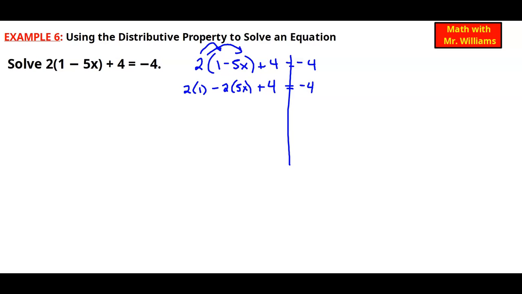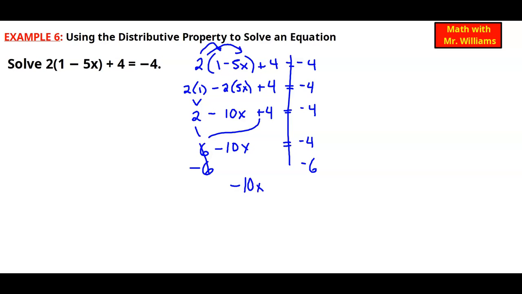All right, so the math is 2 times 1 is 2, minus 2 times 5x is 10x, plus 4 equals a negative 4. We're going to combine like terms here, so we have 2 plus 4 here will give us 6. Now we need to bring that 6 to the other side since it's a like term to the negative 4. To do that, we need to subtract 6 from both sides, leaving us a negative 10x equals a negative 10. Let's get rid of the negative 10 by dividing by negative 10.